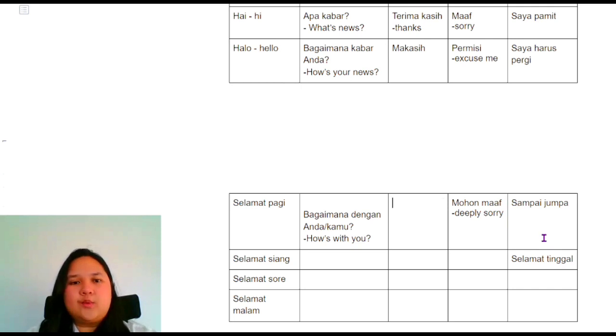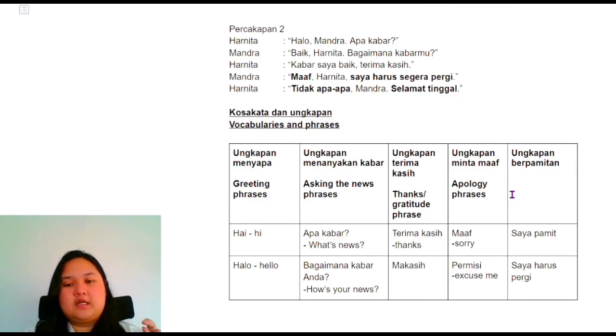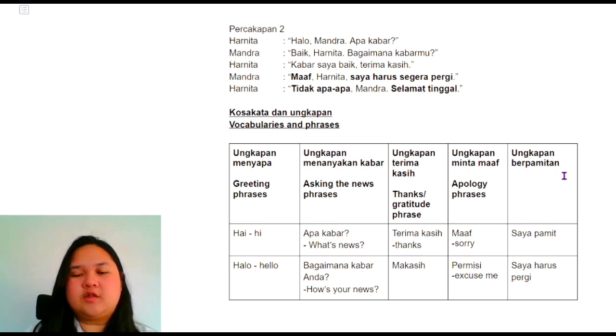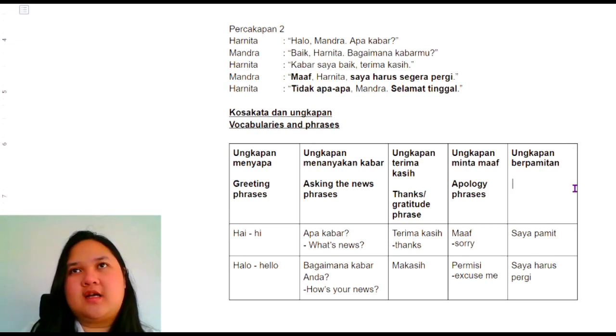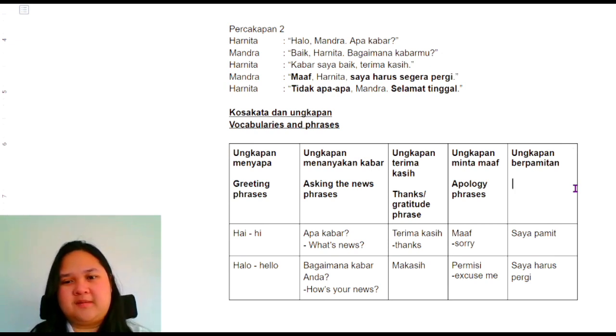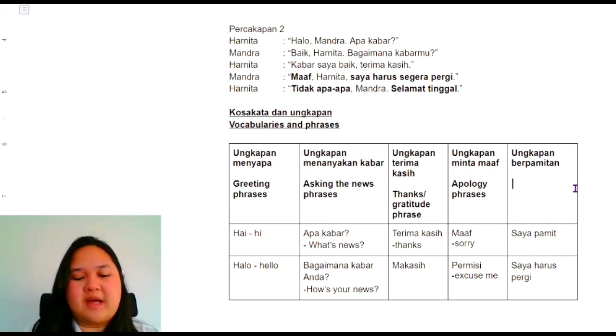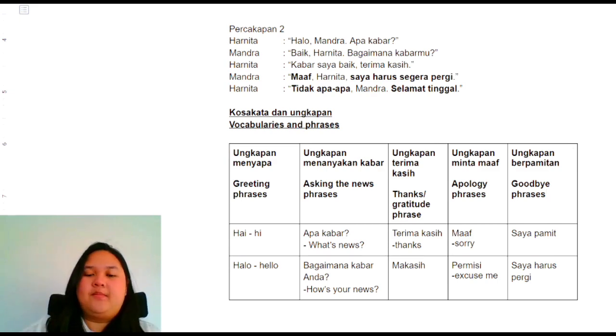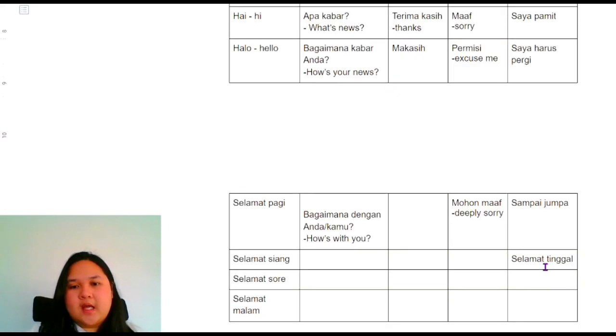Okay, shall we look at the last table here, the last column, sorry. Ungkapan berpamitan. Ungkapan berpamitan. So berpamitan comes from pamit, which means asking permission to leave. That is the literal meaning, yeah, pamit. But berpamitan then basically means goodbye phrases. So let's see here, ungkapan berpamitan. We have a few in here.